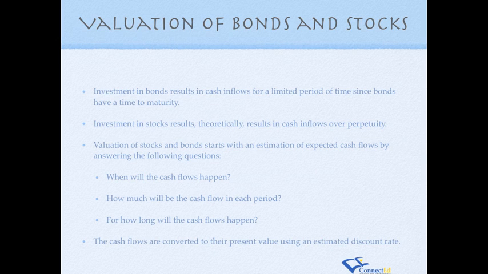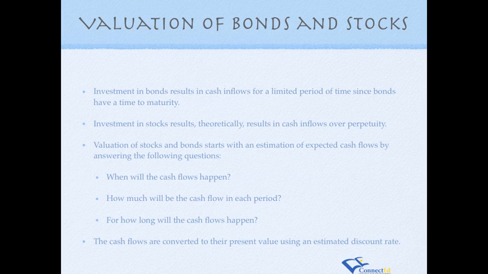For example, bonds would involve cash flows over a limited period of time since bonds have a time to maturity, but stocks theoretically will result in cash flows over perpetuity, that is, forever. So, valuation of stocks and bonds starts with an estimation of expected cash flows.